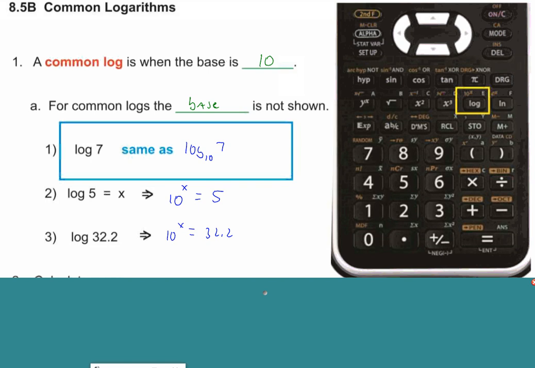Number two, X has to be less than 1, point whatever. Number three, log 32.2. X has to be between what two values? 1 and 2, right? Because 10 to the first is 10, and 10 squared is 100. So we know that X is going to be somewhere between 1 and 2. It really helps to understand that, because it's easy to punch a wrong button in your calculator. You could punch it in incorrectly, or you can put a wrong number in, right?